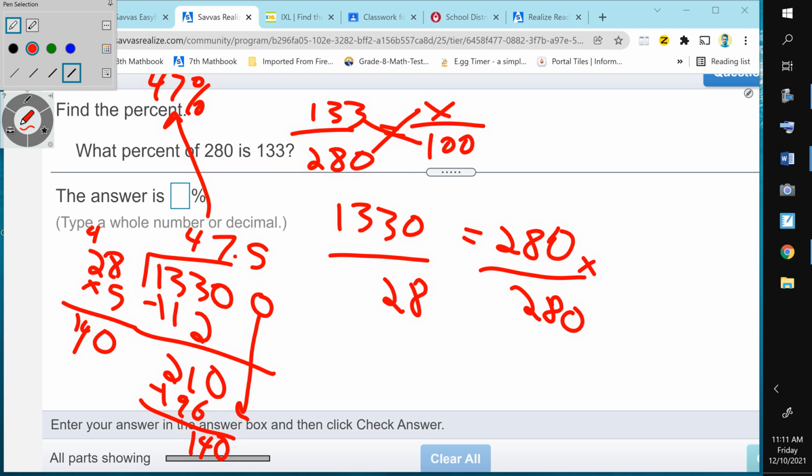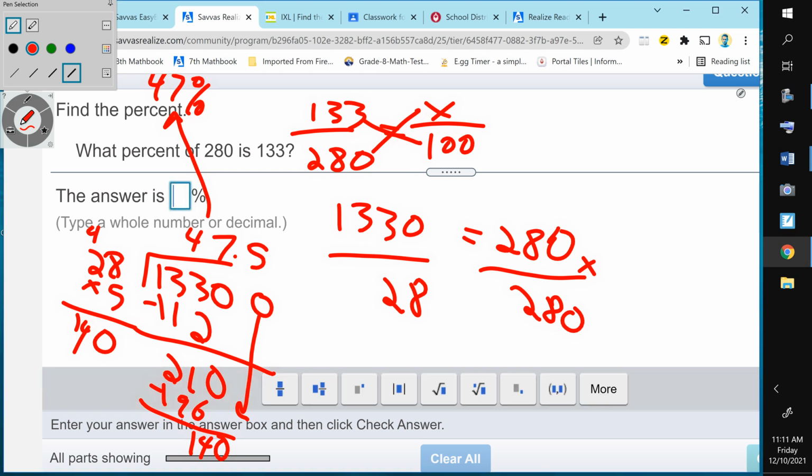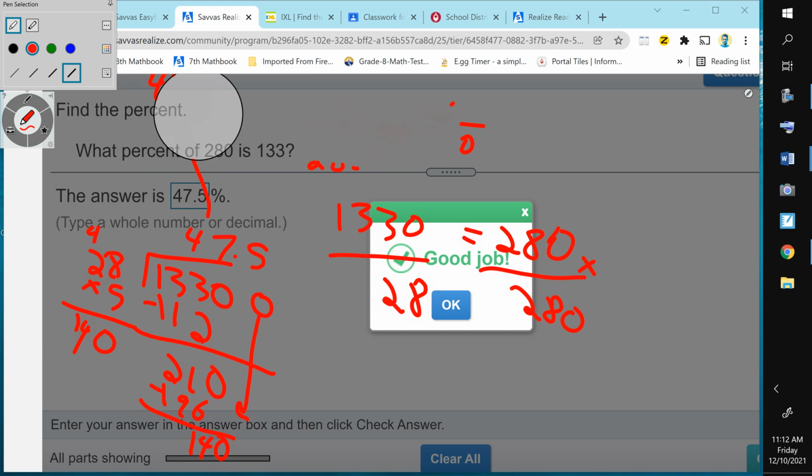So we were really close. Not 47%, 47.5%. I don't even have to double check it because that's almost exactly what we were thinking. I'm going to hit enter. It's going to be right. All right, next question.